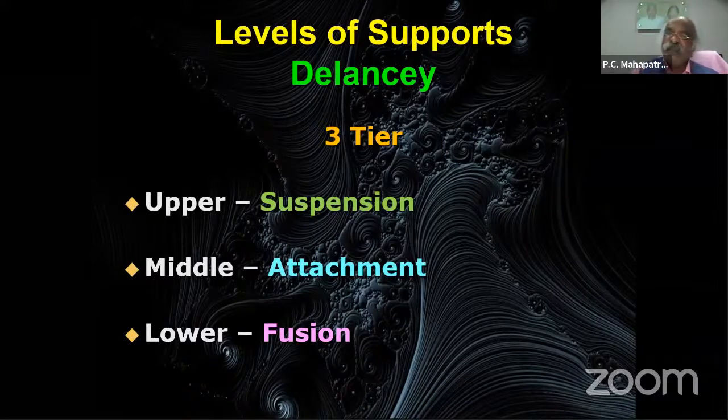But DeLancey has clearly categorized it into a 3-tier system, which is very convincing and logical. The upper part is suspension by the ligaments, which I have already told: the cardinal ligaments, the uterosacral and the pubocervical ligament. The middle part of the vagina is attachment, the endopelvic fascia, the pubocervical fascia and rectovaginal fascia, attached to the nearby structures, the muscles and the lateral pelvic wall. And the lower part is the perineal body.